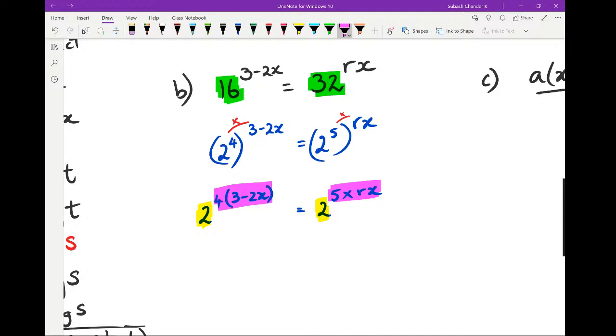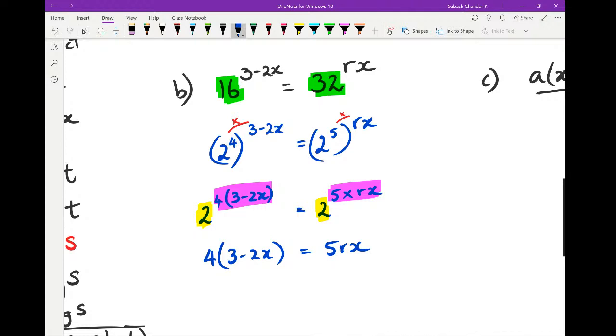Because if you think about it, if 2 is in the base and you've got 2 to the power of something equals 2 to the power of something else, then those two somethings should be equal to each other. So in other words, I can completely forget about the 2 and just write this as 4 times (3 minus 2x) equals 5 times rx.